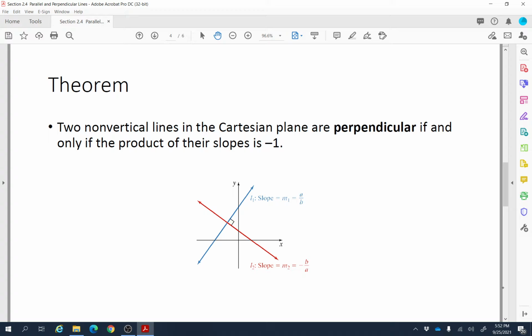And then for perpendicular, if the slope of one line is equal to the negative of the reciprocal of the slope of another line, then they are perpendicular, like this. Here, as you can see, the slope of the first line is a over b, and the slope of the second line is negative 1 over a over b, which is the negative of the reciprocal of this one.